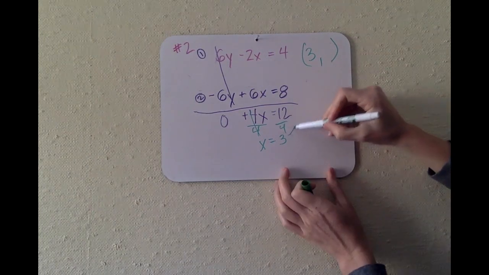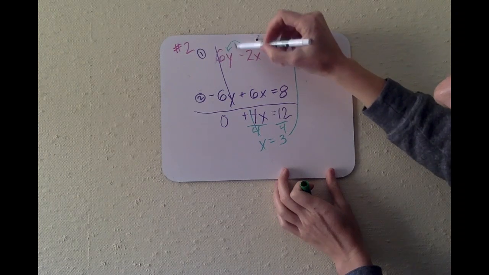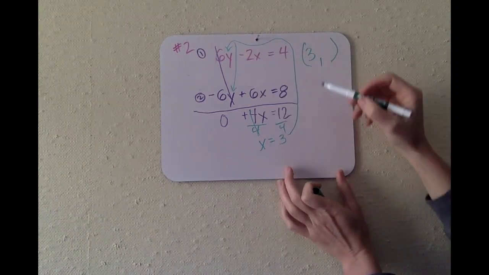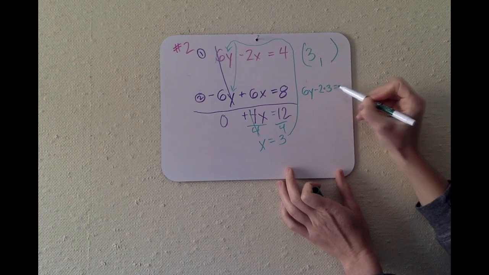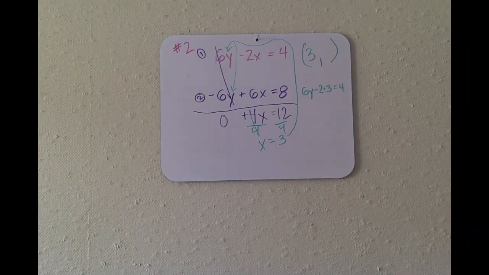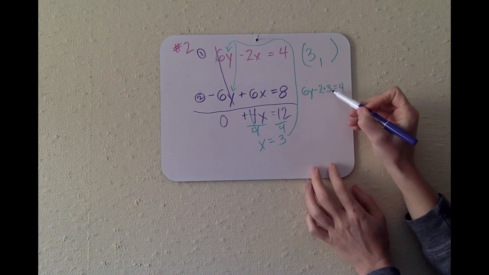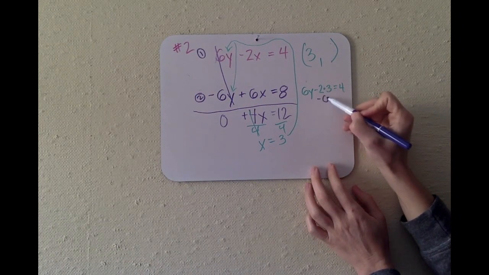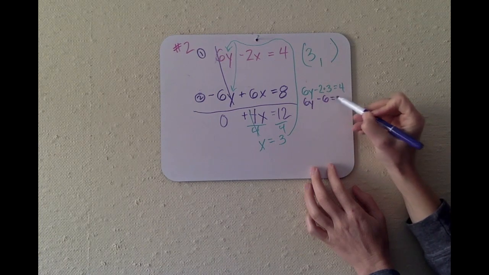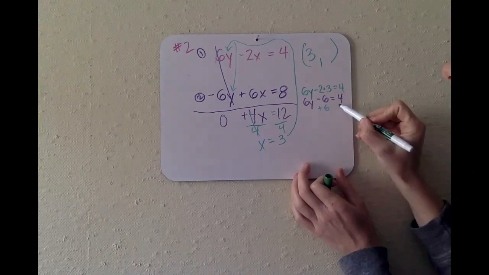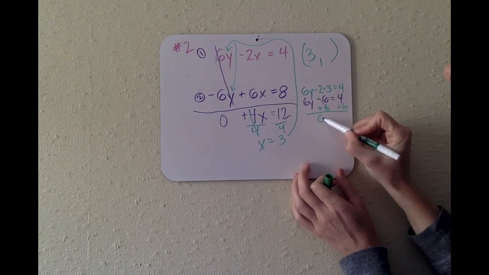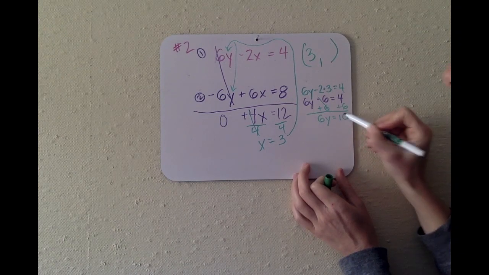And now to find my y, I put this in for x here, or you can put it into this one. I'll do the top equation. So I have 6y minus 2 times my x, which is 3, equals 4. And now we can solve for y. Negative 2 times 3 is negative 6. Everything else stays the same. Now we keep solving for y. So I'm going to add 6 to each side. I have 6y equals 10.